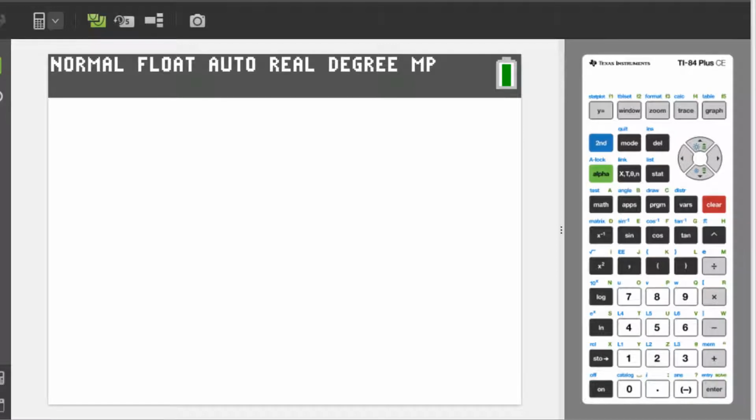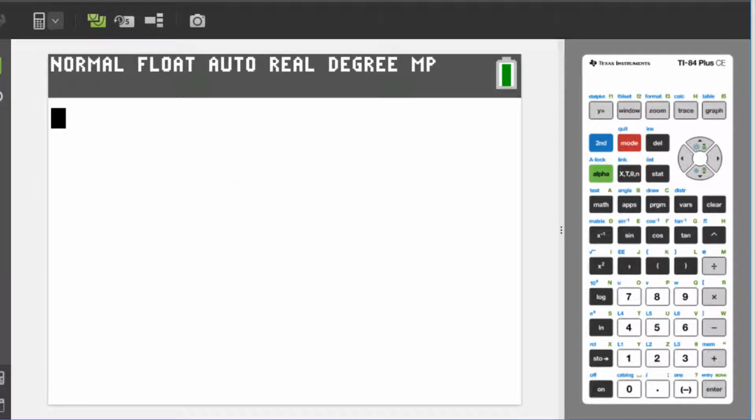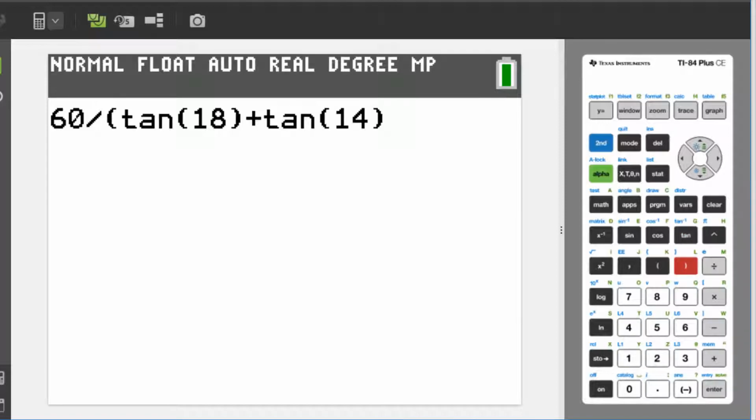We are looking at the face of a TI-84. When working with trig, always check the mode. So push the mode button. Make sure that it is in degree form. We're good with that. Now let's compute. We will do 60 divided by the quantity, so select parenthesis, tangent of 18, close the parenthesis, plus the tangent of 14, close the parenthesis for the tangent and for the expression in the denominator.